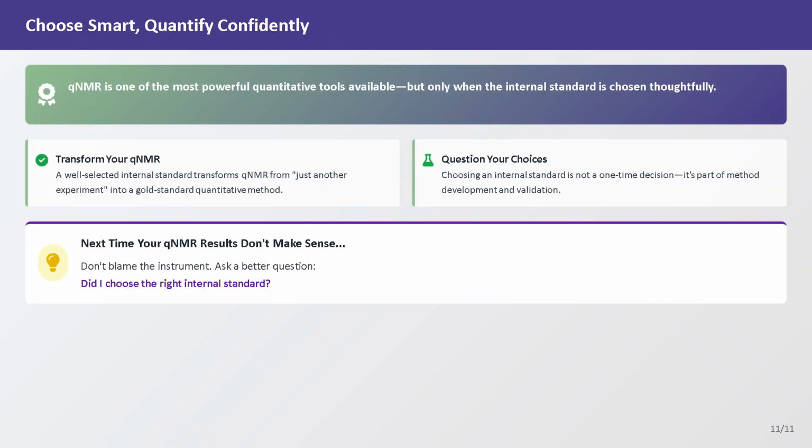qNMR is one of the most powerful quantitative tools available, but only when the internal standard is chosen thoughtfully. A well-selected standard transforms qNMR from just another experiment into a gold standard quantitative method. So the next time your qNMR results don't make sense, don't blame the instrument. Ask a better question. Did I choose the right internal standard?